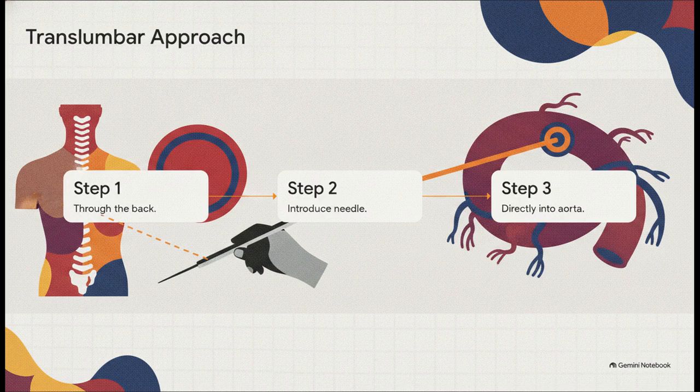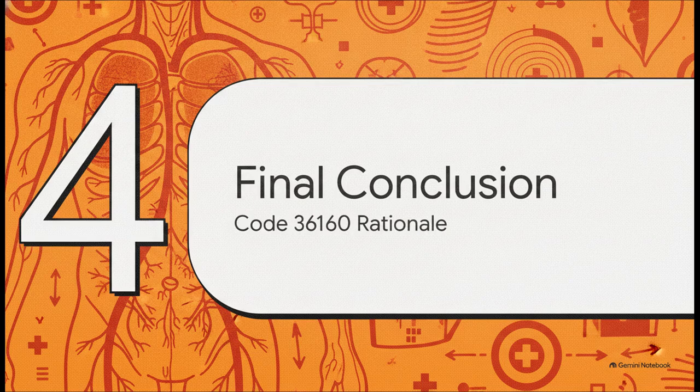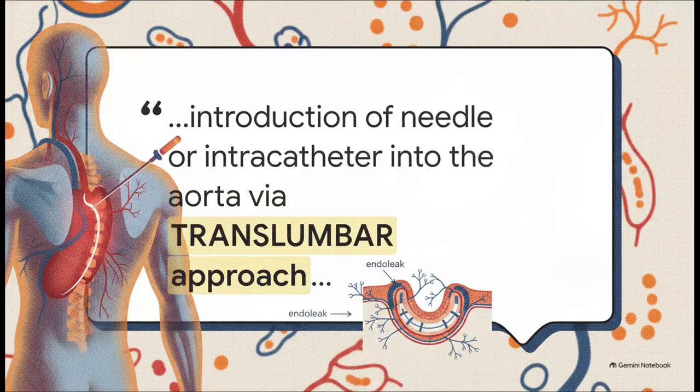Step 2, the surgeon introduces a needle or an intracatheter right through that lumbar area. And step 3, it enters directly into the aorta. It's not taking some long, winding highway from the extremities. It's a direct, straight-shot spatial path from the back straight into the major abdominal artery to check for that endoleak. Section 4. Final rationale and conclusion. So the crucial point here is how the physical reality of the human body completely dictates the information we see on the page. We've eliminated the upper and lower extremities, we've eliminated the neck, leaving us with this very precise direct entry point.